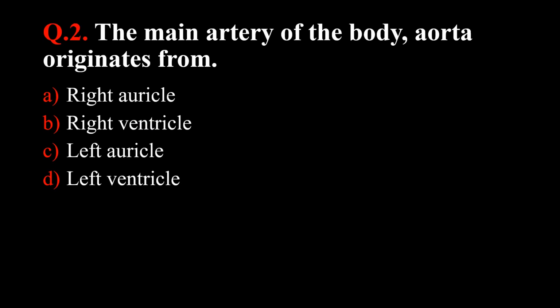Question 2. The main artery of the body, aorta, originates from, option A right auricle, B right ventricle, C left auricle, and D left ventricle. And the right answer is D left ventricle.